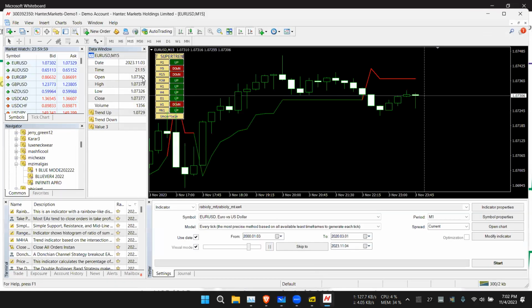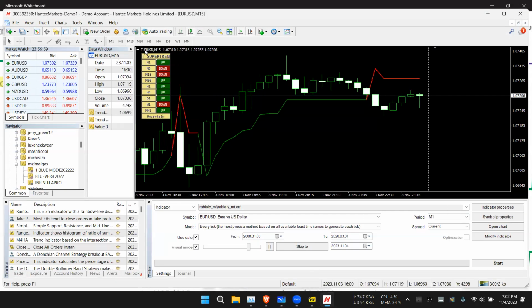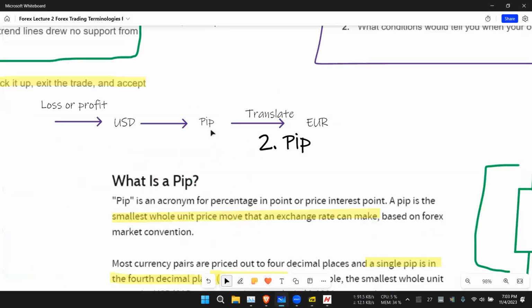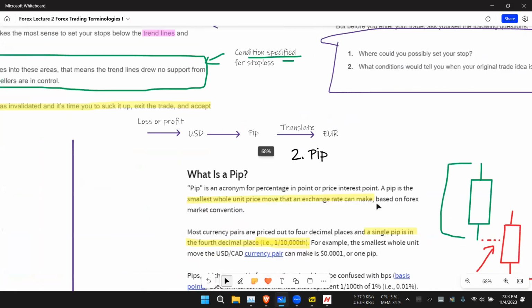You said to me, Khan, how are we going to determine if we are going to lose in euro or we're going to lose in USD, right? So the PIP helps us in translating these things interchangeably, right? We have a standard now. We have a standard that can actually help us in doing this.